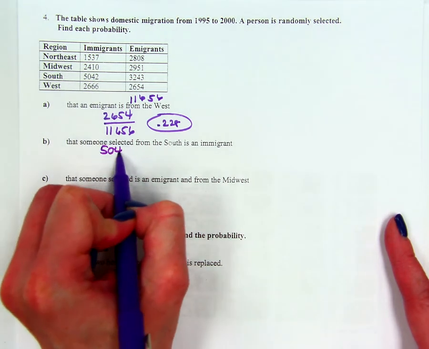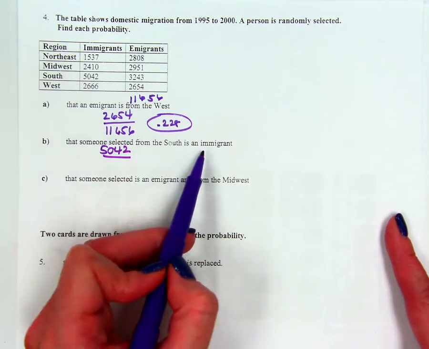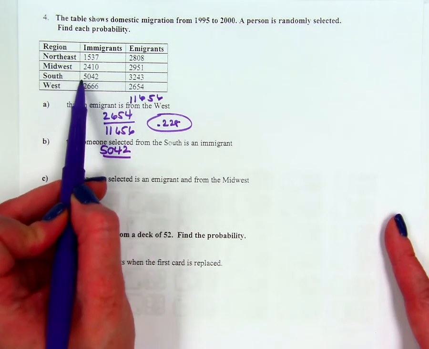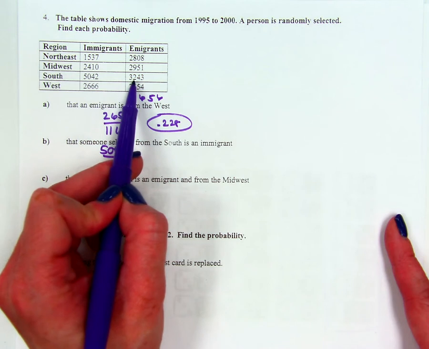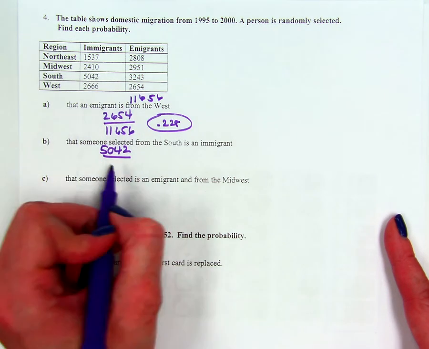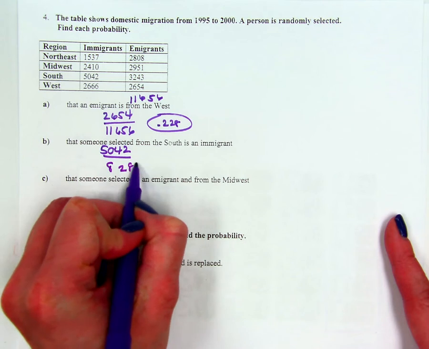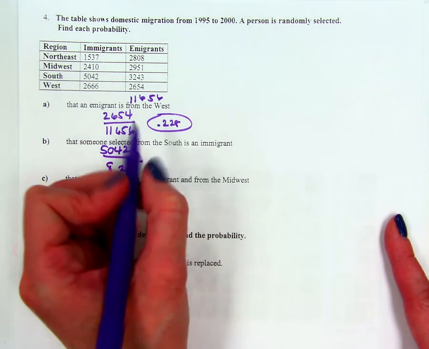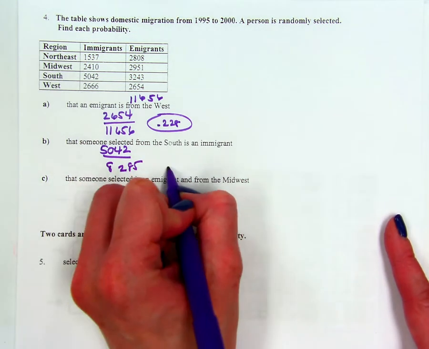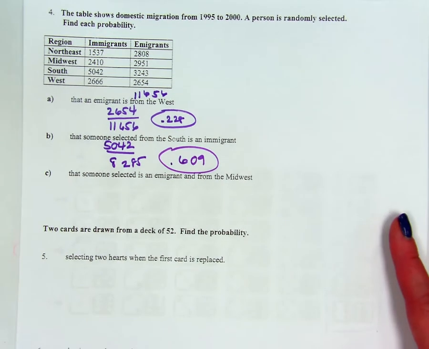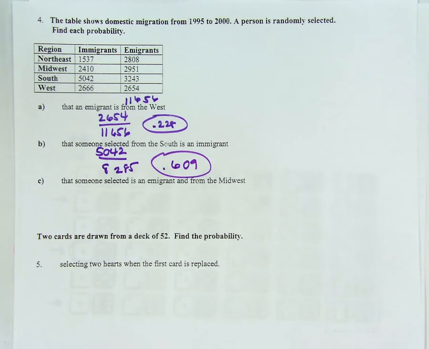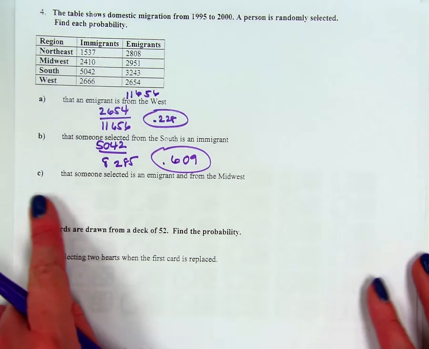That's how many people meet the criteria. And then the total is all of our people from the South here. So that's 5,042, and then we're going to add that to 3,243. So we'll put that over 8,285. And our total, after you divide that and put it in your calculator, is going to be 0.609. So again, remember, all of those need to be between 0 and 1, which both of those are so far.